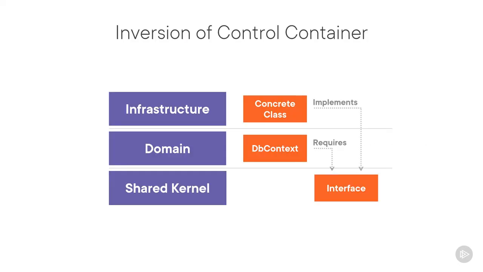The IoC, or inversion of control, container is a mechanism for resolving dependencies. It knows that dbContext in the domain layer requires an interface, and it knows that a concrete class in the infrastructure layer implements it.